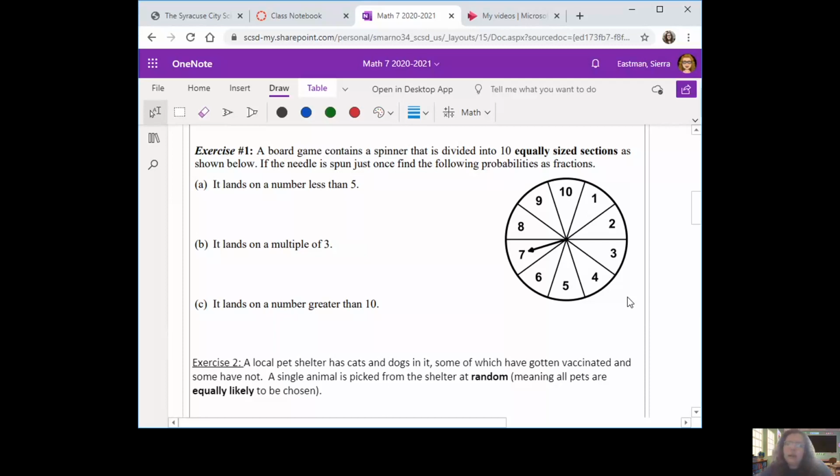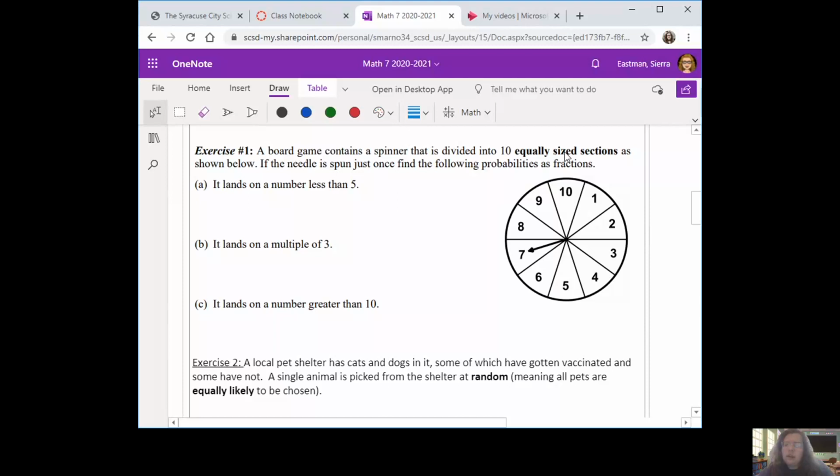Exercise 1 has a board game that contains a spinner that is divided into 10 equally sized sections as it's shown below. If the needle is spun just once, find the following probabilities as fractions. Okay, so there are a lot of different things happening in this sentence.